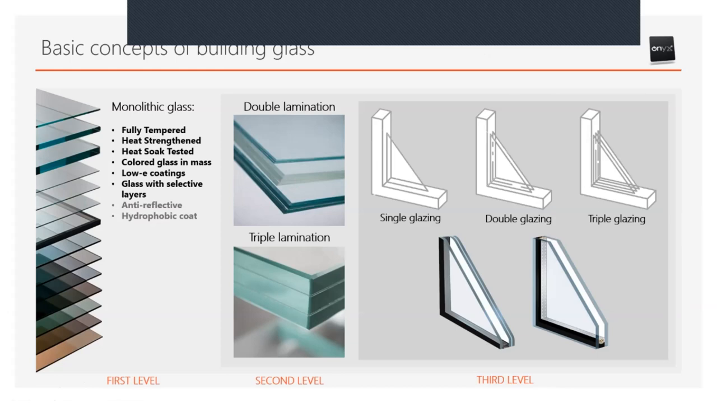Now, we are going to see some basic context about the glass. We can organize the different glass compositions on three levels. On the first level, we find the monolithic glasses. These are a single sheet of glass with which we will form the following levels. On the second level are the laminated glasses, formed from two or more monolithic glasses joined together by an encapsulating sheet. On the third level, we find the glazing that can be made of one or more glass compositions, monolithic or laminated.